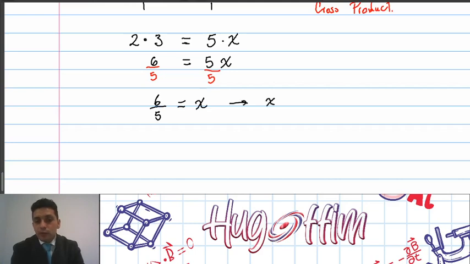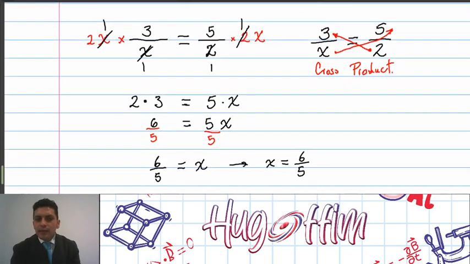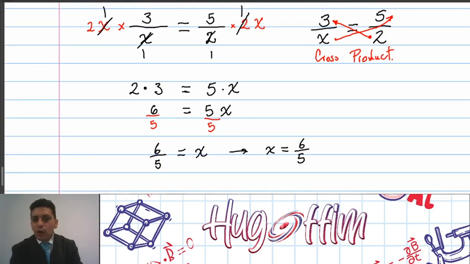Okay? So remember, look at that 6 over 5. It's like 1.2, and it's less than 3. And it's according to our original proportion. Look at that, this number x should be less than 3 because 2 is less than 5. So we did something well here. And that's it. This is the cross product.